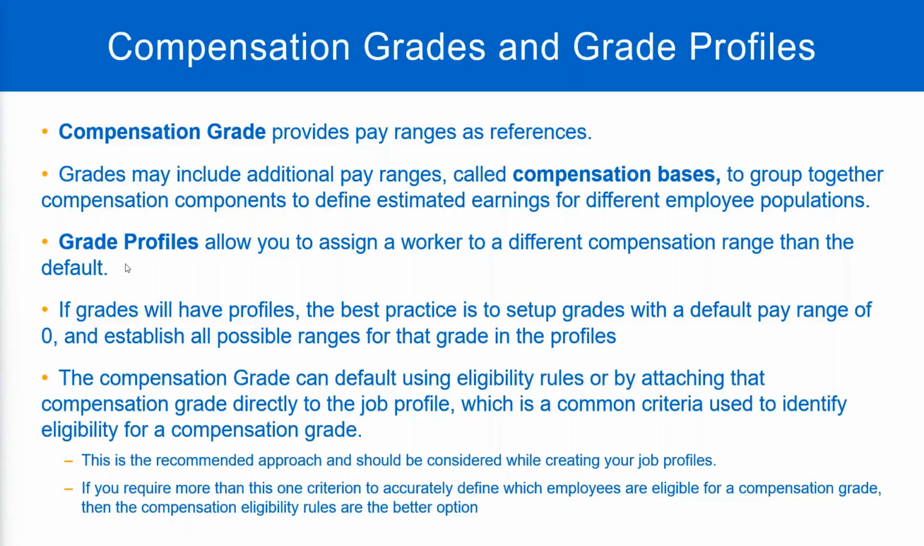But if it is not so straightforward, if you need more than one criteria to identify which employees are getting which compensation grade, then you can consider using the eligibility rules for assigning the compensation grade to the workers. So you have both these options. Eligibility rules we will use in other things as well, but here also you can use eligibility rules in the compensation grade, right?